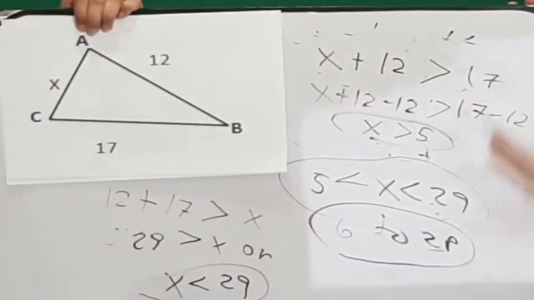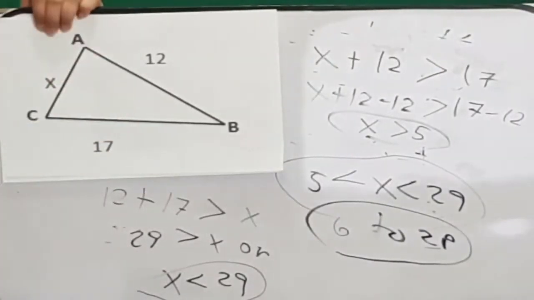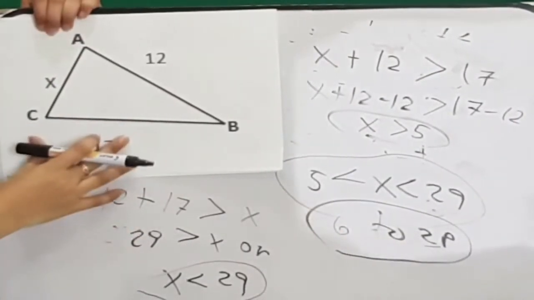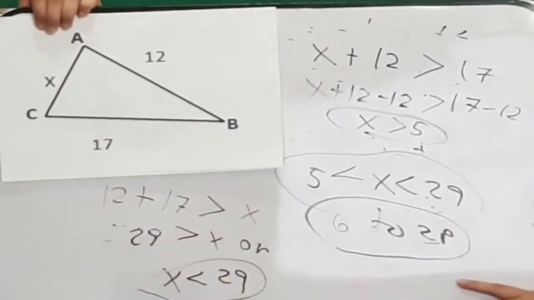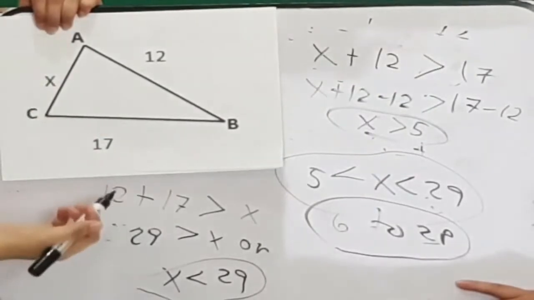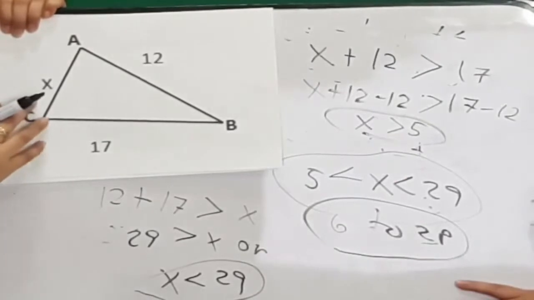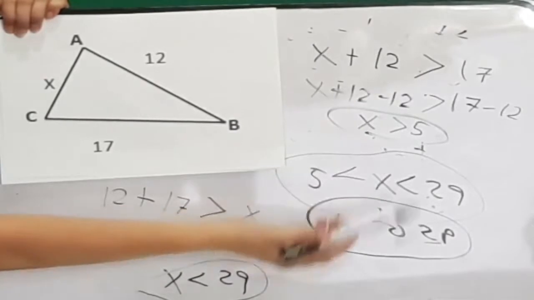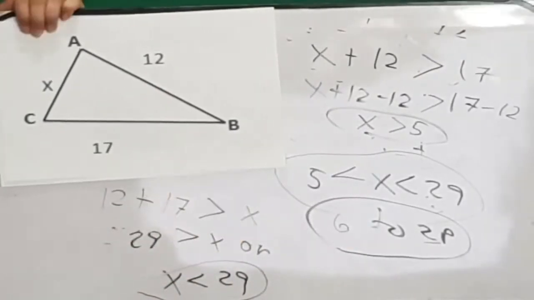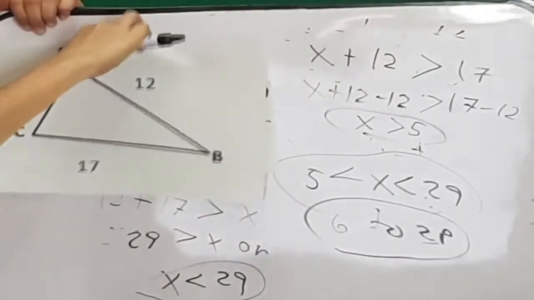We have to solve the two options, Ma'am Gay, right? Yes, we have to solve the two options to determine the possible values of x if we encounter this kind of problem. And again, you can check your answer if it satisfies the triangle inequality theorem. So again, the possible values of x here range from 6 to 28, or x is less than 29 and x is greater than 5. Okay, so I hope you understood the triangle inequality theorem.